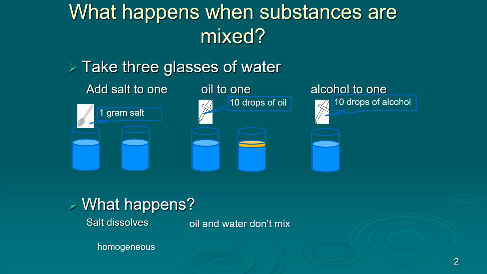Okay, let's do the oil. We know that oil and water don't mix, and so you're going to see 2 distinct layers. This would be considered non-homogeneous, or heterogeneous. And then finally, what happens when you add alcohol? You should see that, again, alcohol dissolves, which again is homogeneous. So they should mix very, very well together.